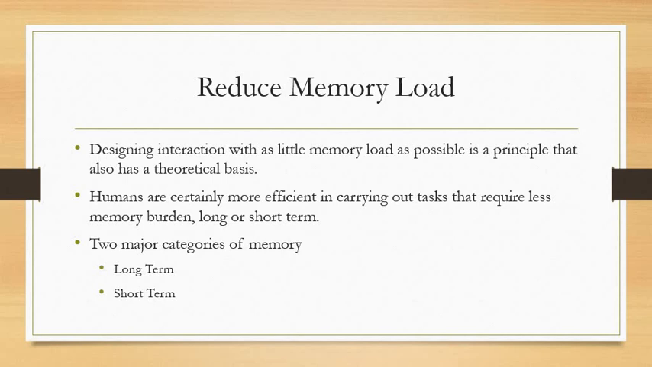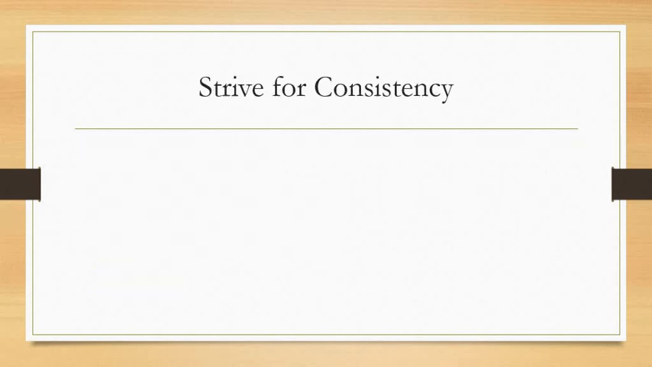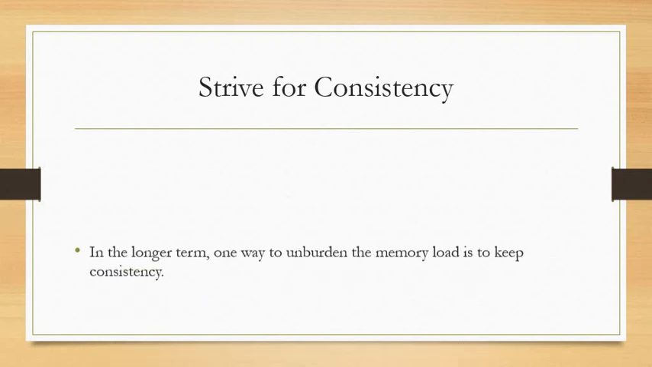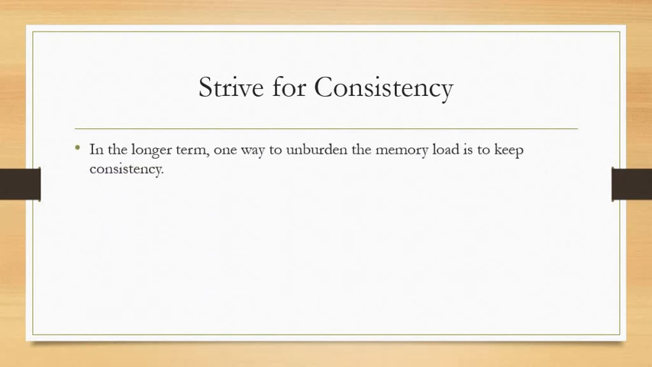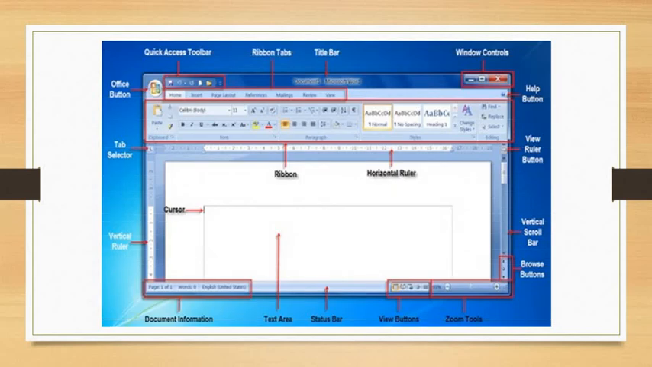So, ang tinutukoy lang po dito is yung mapagaan yung users thinking or hindi masyadong nag-iisip yung users nyo pagdating sa ginagamit yung users. So, alam niya yung mga progress and napakasimple lang. So, yun po yung reduce memory load. So, the next principle po is yung strive for consistency. Ano po ba yung consistency ito? So, in the longer term, one way to unburden the memory load is to keep consistency. So, ano ba yung consistency tinatawag dito? So, ang consistency pong tinatawag dito is yung user interface po natin.